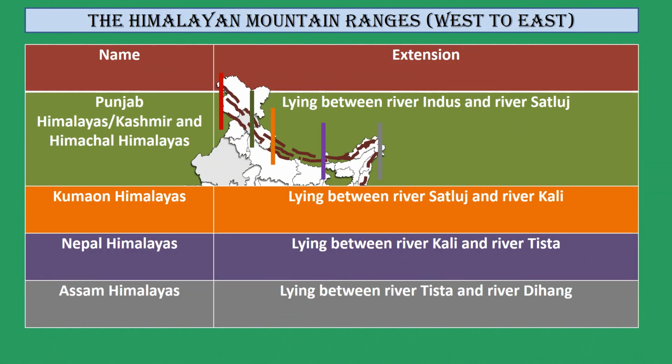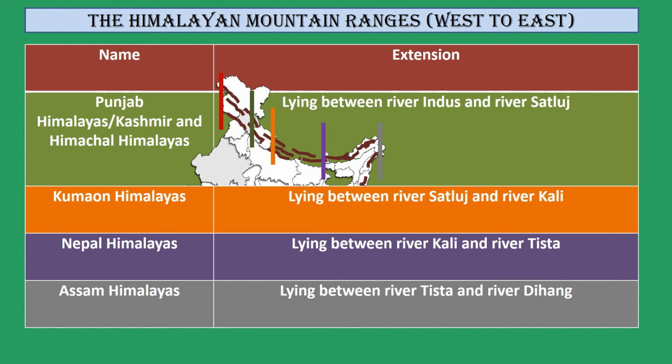The Himalayas are divided into 4 parts from west to east. These divisions are made on the basis of the rivers which cut across the mountain ranges. The westernmost part is called as Punjab Himalayas. It is also called as Kashmir and Himachal Himalayas because Kashmir, Ladakh and Himachal Pradesh, these are the states and the Union Territories which fall in this part. This portion lies between river Indus and river Satluj.